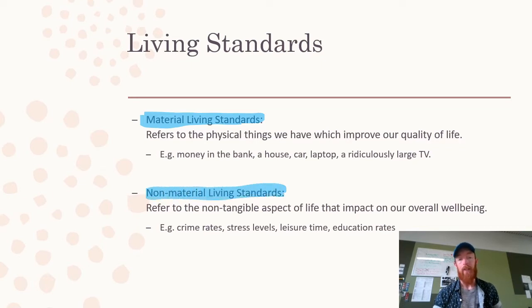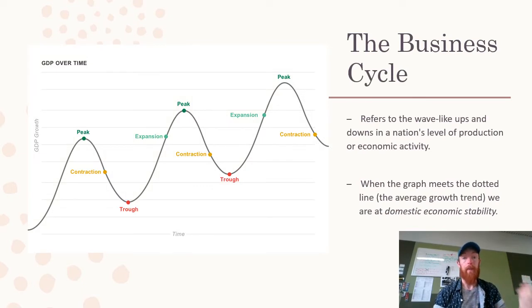Then we've got non-material living standards, which refer to the non-tangible aspects of life that impact our overall well-being. So things like crime rates where you live, stress levels, the amount of leisure time you have, how educated you are, all these things impact our quality of life and can have a significant impact on our overall standard of living. So with living standards, often you'll get questions in SACs and exams that say, how does whatever impact this goal and living standards? And whenever you get that question, you always need to refer to both material and non-material living standards to access the full marks.